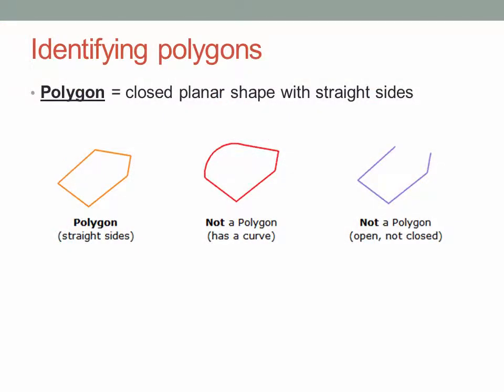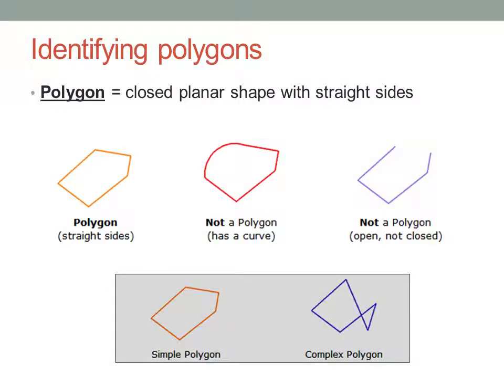A polygon is a closed planar shape with straight sides. That is, if you join several lines together end to end to make a closed shape, what you have is called a polygon. If one of the sides is curved, then it's not a polygon. All of the sides of a polygon are straight lines. If the shape isn't closed, it's also not a polygon.